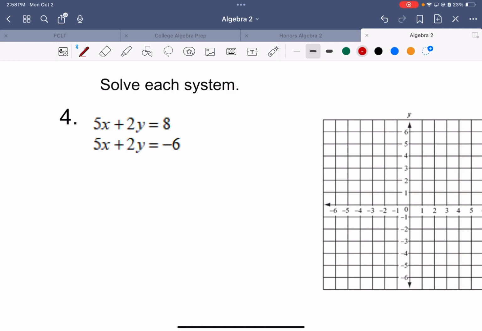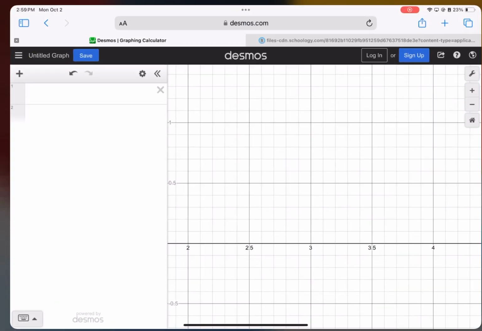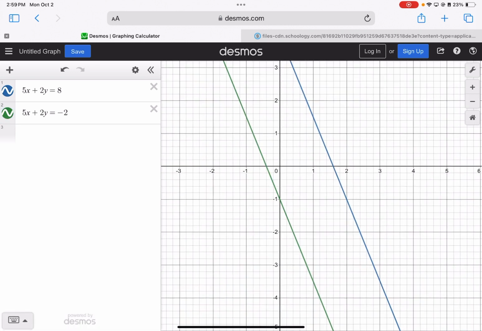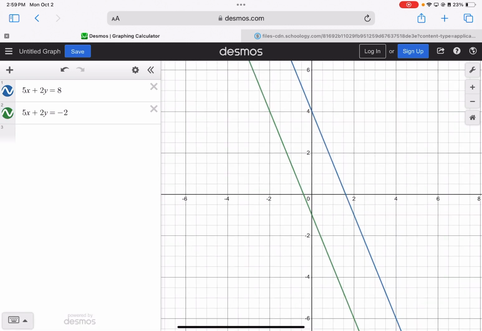I suspect those are parallel to each other. Remember, if they're parallel, they don't intersect, so 5x plus 2y. So if we have 5x plus 2y equals 8, and 5x plus 2y equals negative 2. See those two graphs, how they don't intersect? You'd be no solutions, okay?